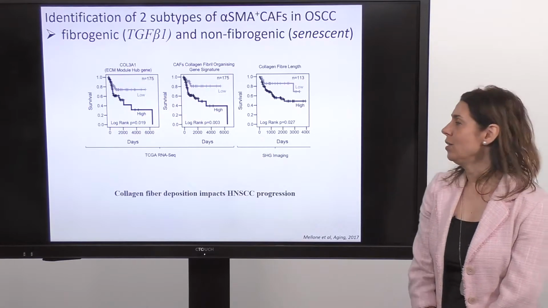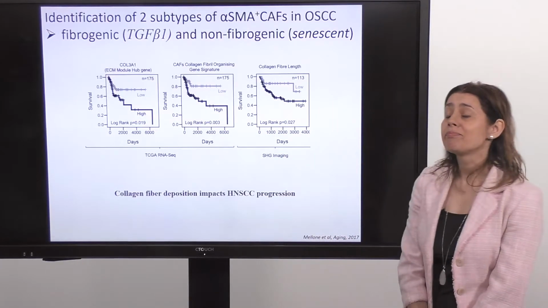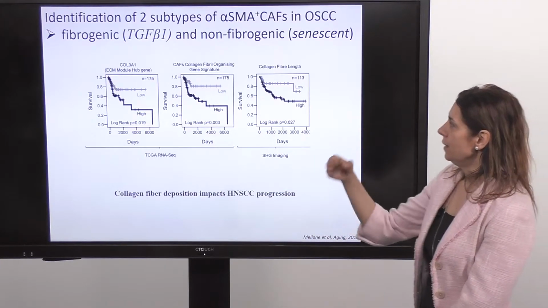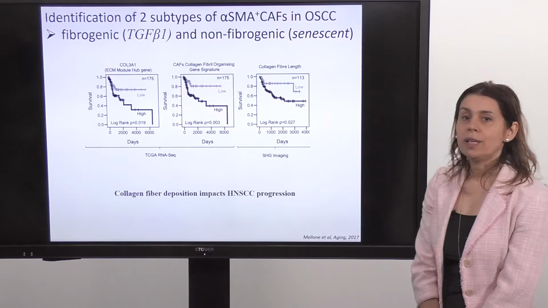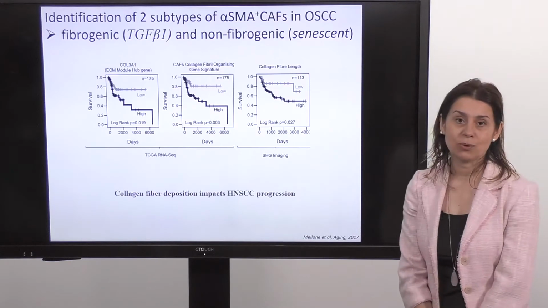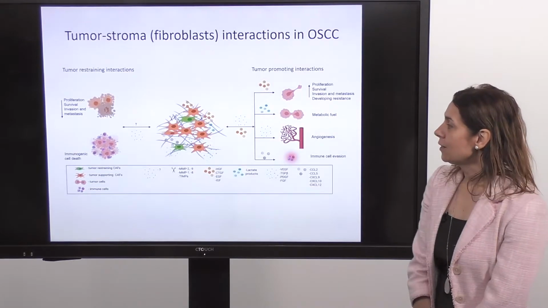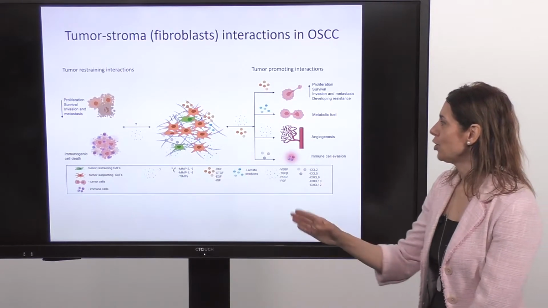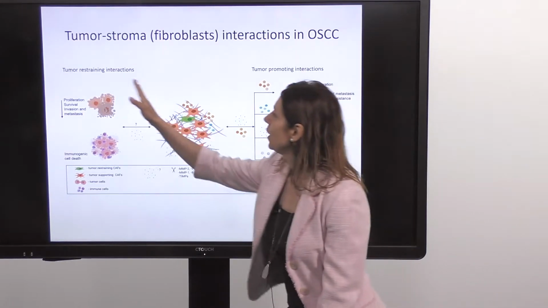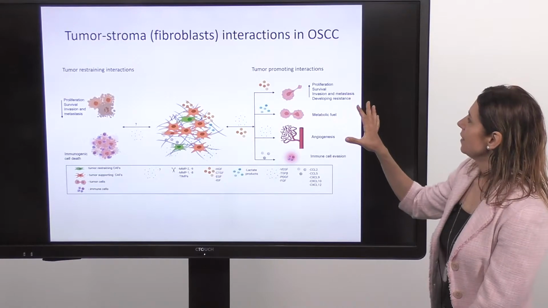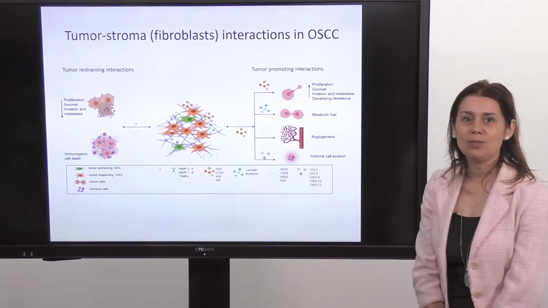They moved also to patient material, and they could show that the presence of the fibrogenic fibroblast, as indicated by the type of collagen and the organization of the collagen fibrils, was predictive for the progression and the prognosis of head and neck squamous cell carcinoma, which included also oral squamous cell carcinoma. These are, to my knowledge, the studies that show that there is a subpopulation of fibroblasts which might have some tumor restraining interactions.